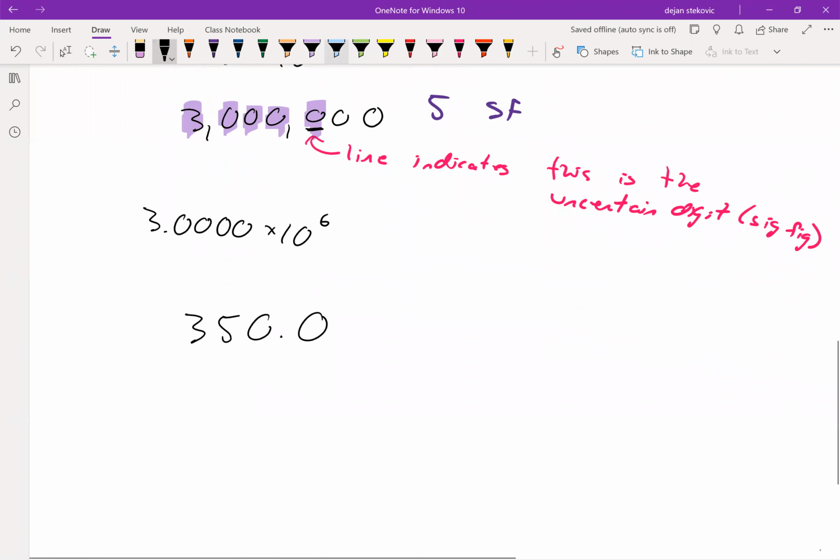So for example, 350.0, this 0 is to the right of the decimal point. So that means that it's significant. These are obviously non-zeros, so they're significant. And then this 0 is in between sig figs, so it too is significant. So you would have 4 sig figs right here. And then of course, your uncertain digit is this last number here.